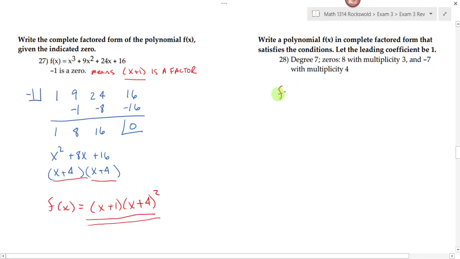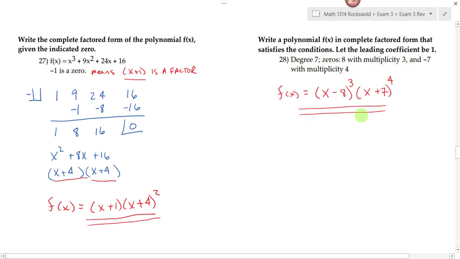So my function is going to be, if 8 is a 0, what would the factor be? X minus 8. The multiplicity of 3 means that that factor is cubed. -7 is a 0. That means that I have x plus 7 as a factor, and the multiplicity on that factor is 4. So I've got x cubed times x to the 4th, and that's x to the 7th. So I do have a 7th degree polynomial.